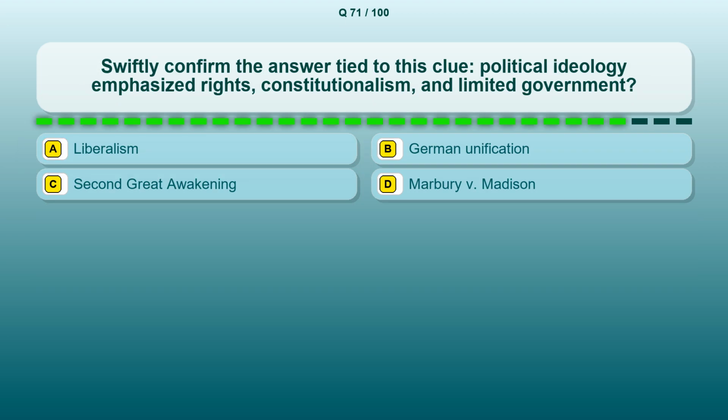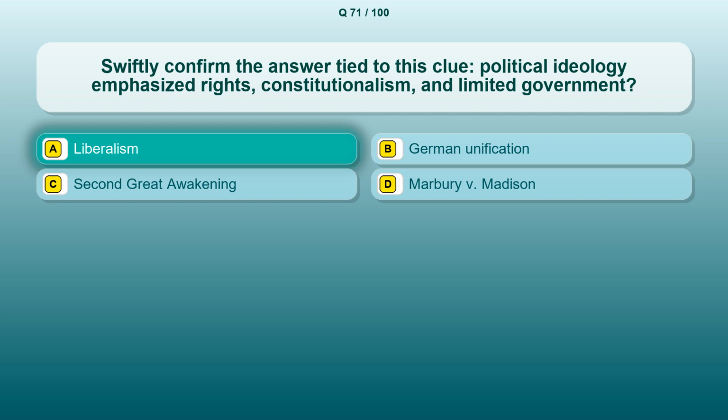Question 71. Swiftly confirm the answer tied to this clue. Political ideology emphasized rights, constitutionalism, and limited government. Option A, liberalism. Option B, German unification. Option C, Second Great Awakening. Option D, Marbury v. Madison.